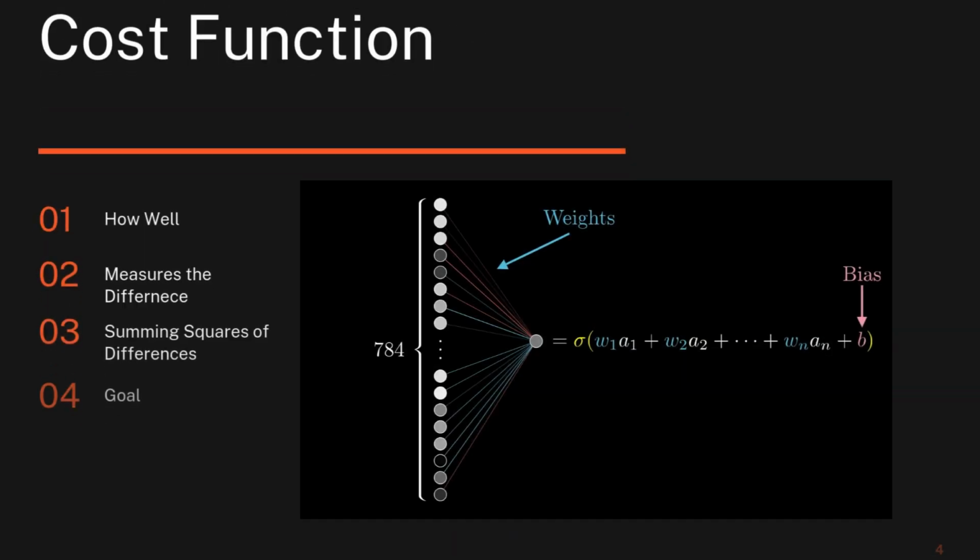Okay, so to help the network learn, we need a way to measure how well it's doing. So this is where the cost function comes in. Think of the cost function like a kind of a scoreboard. It'll tell the network whether it does a good job or it needs to try again.